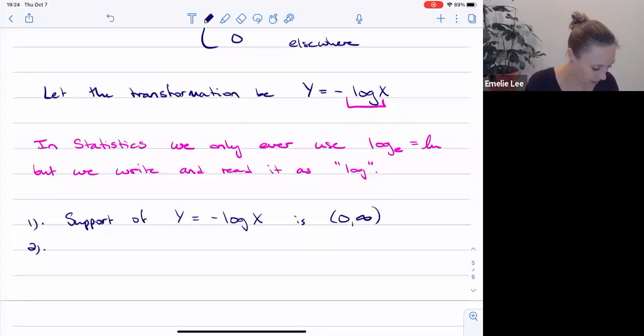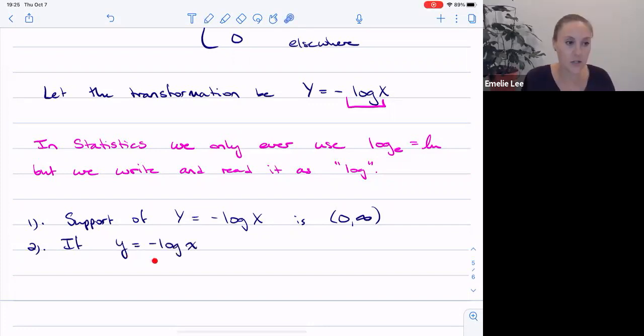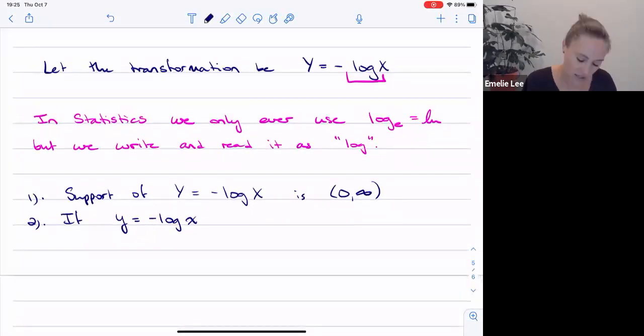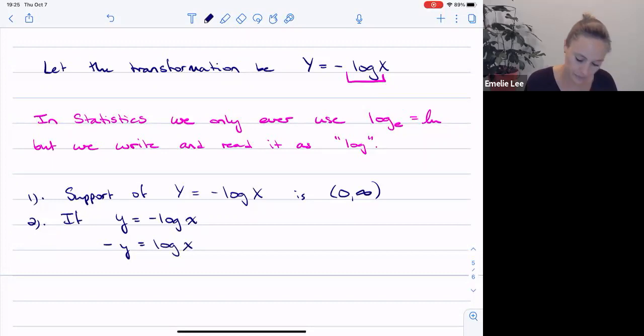Second thing is, if y is the negative log of x, notice that I did transition to lowercase letters here. It's not terribly important, but when I'm solving in terms of just variables, I like to just switch to lowercase letters. So then if y is the negative log of x, then the negative y is the log of x.